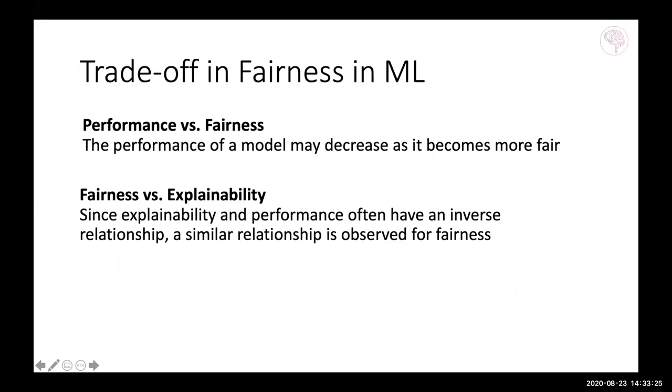So that said, taking a systems perspective, we can also talk about trade-offs in fairness and machine learning. Especially within the context of healthcare, there are two dimensions which are especially relevant. One is performance versus fairness, and the other is fairness versus explainability. The literature on explainability, performance, and even fairness suggests there seems to be an inverse relationship between these quantities. So the question arises: within the context of healthcare, what do we optimize, what are the use cases, and what are the main points of consideration that we should focus on?